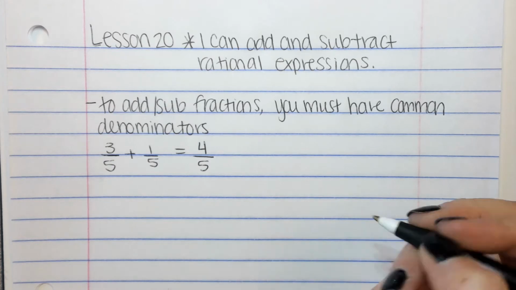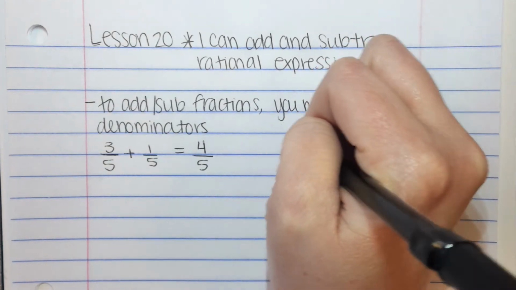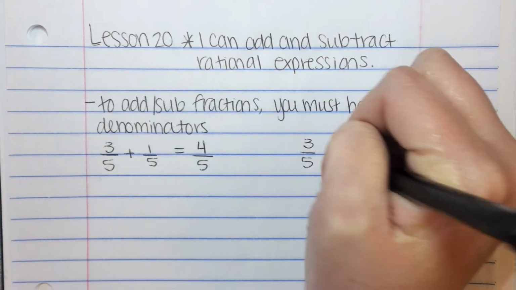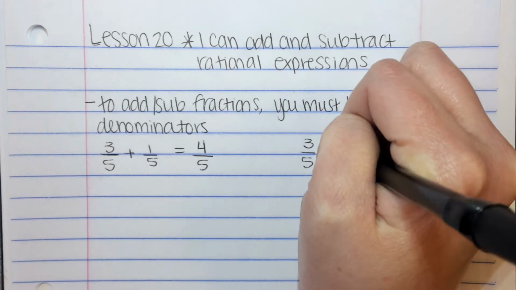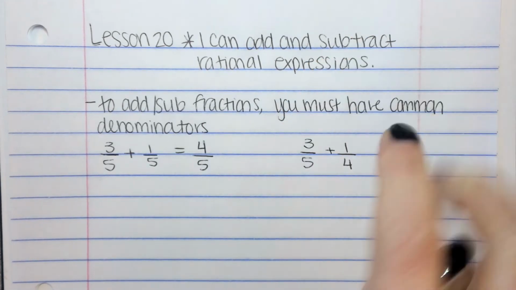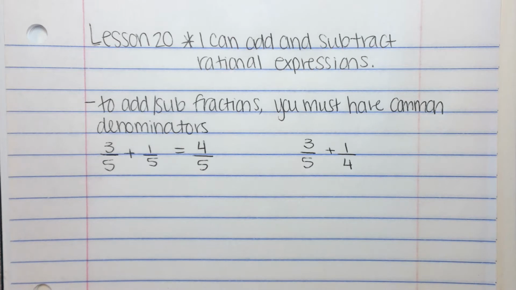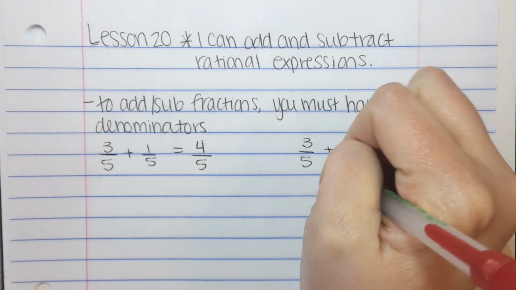Okay. However, sometimes you get things like this. So 3/5 plus 1/4. Now, those denominators are not the same, so we can't just add straight across like we want to. All right, we have to make these denominators the same. And there are a couple different ways you can do it. You can try to find the least common multiple and go from there. But what I like to do is something that always works.